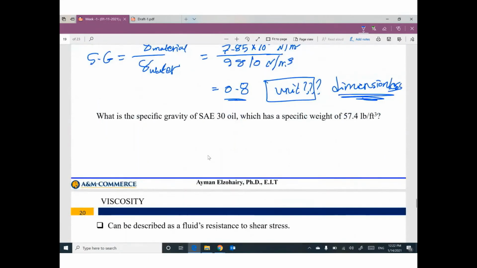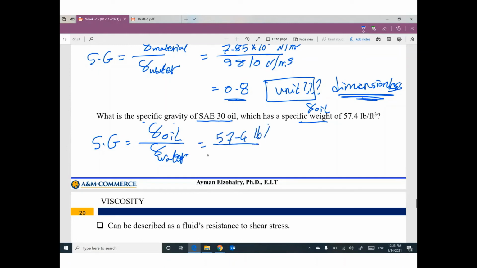One more time. What is the specific gravity of a material called SAE30 oil? It's a type of oil. We are looking for the specific gravity for this oil. Specific gravity equals gamma for this oil divided by gamma of water. What is given? This oil has specific weight gamma oil. How much? 57.4 pound per cubic feet. That's fine, so gamma oil is given.